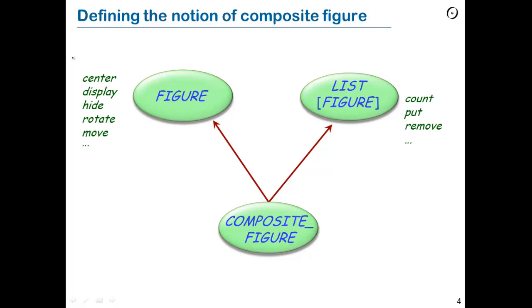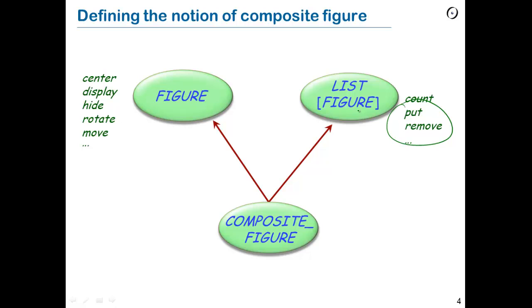In particular, it has all the features of lists, such as queries like count, which gives us the number of elements, or like item, which enables us to access a certain element of the list, and commands such as put or remove, which allow us to add an element, say a figure, or remove a figure from a composite figure.